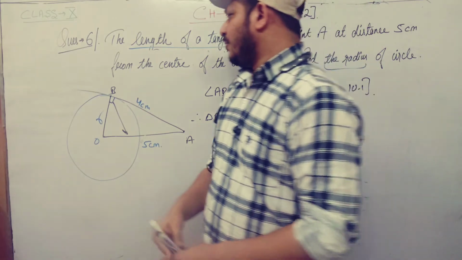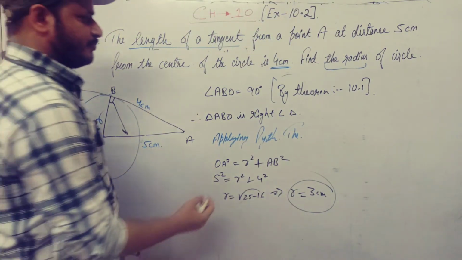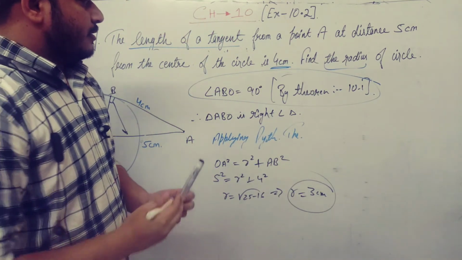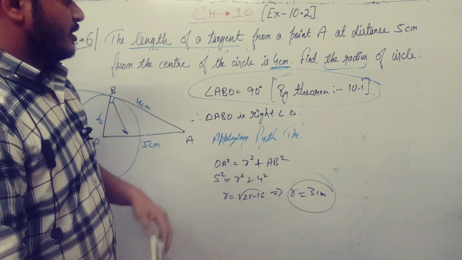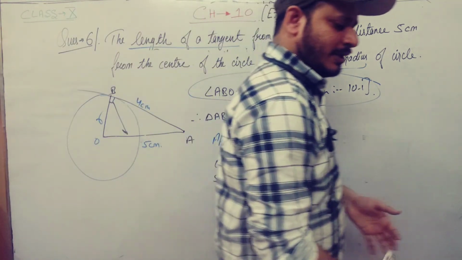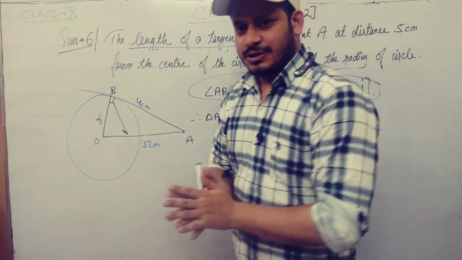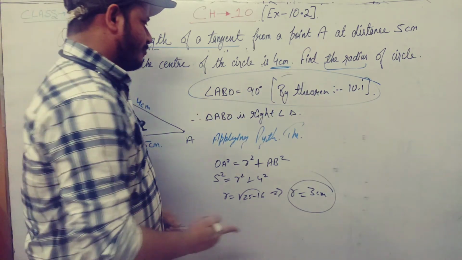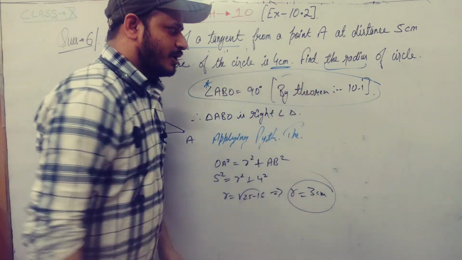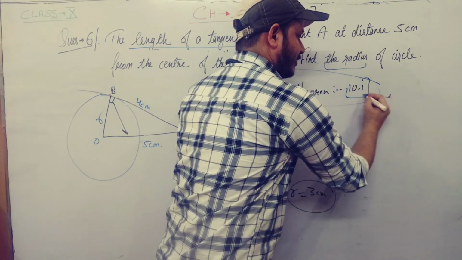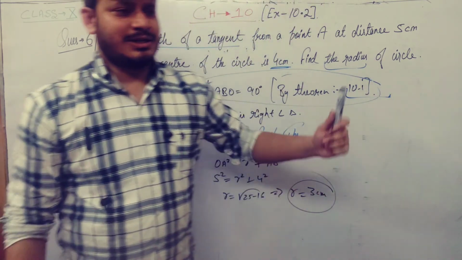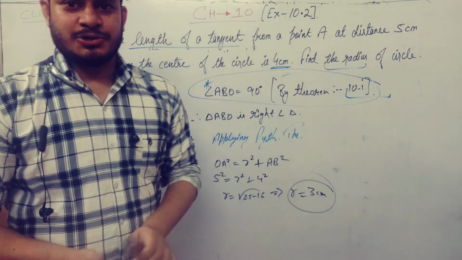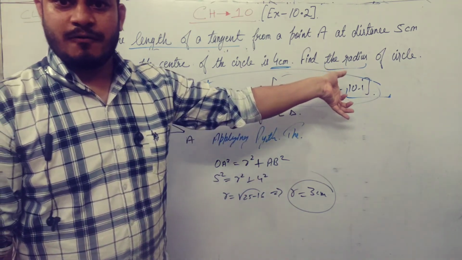And one thing you have to keep in mind, that you have to write the properties which you are using while solving the questions. If you don't mention the properties or theorem, then the marks will be deducted. So just mark the point that this is an important point: write the theorem you are using. You can write the full theorem here, not just 10.1. I just wrote 10.1, but you have to write the full theorem. I hope you already understood that theorem and you can write it in your own words.